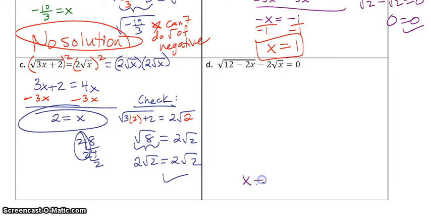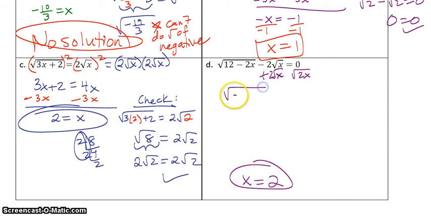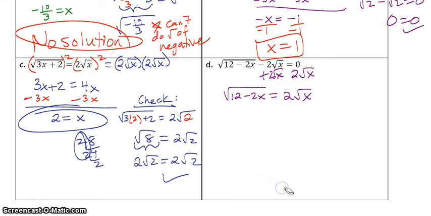Okay, the final answer should be 2. So if you got that correct, you can be done with this video. Yay! If you didn't get that done, watch really quick. So first I'm getting my radicals on each side, so I end up with the square root of 12 minus 2x equals to the square root of, oh, you know what? I wrote that incorrectly. It should be a 2 in front of the square root of x. There we go. And now I want to square both sides.